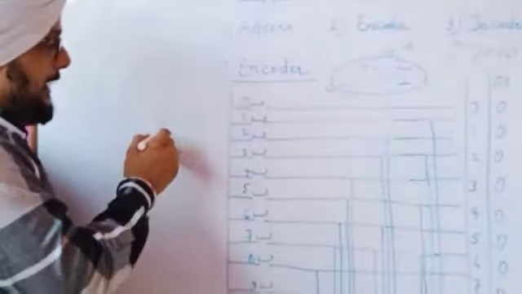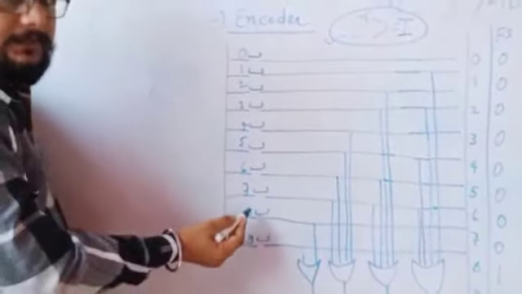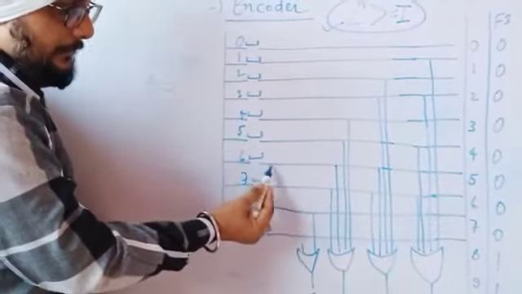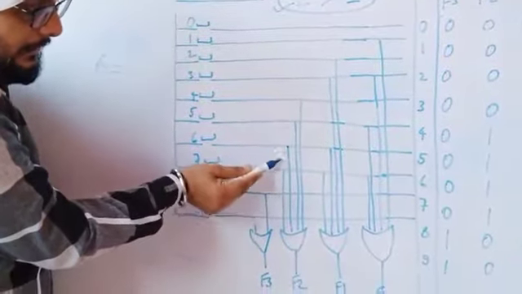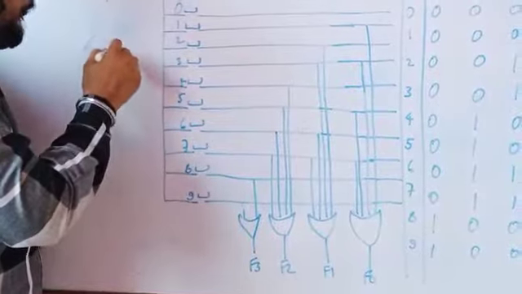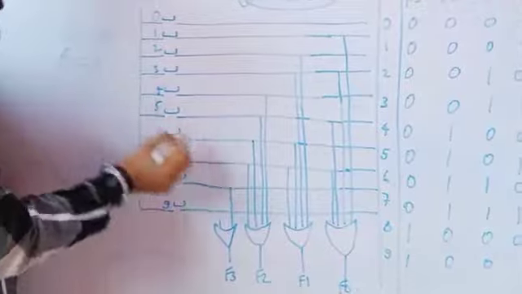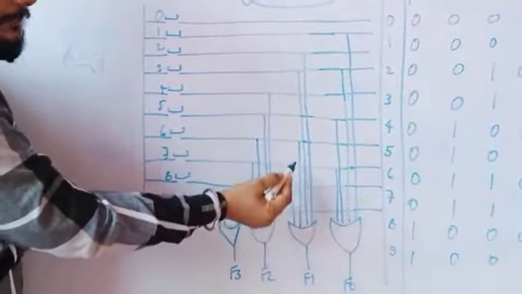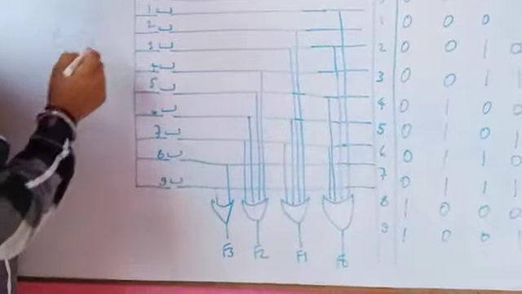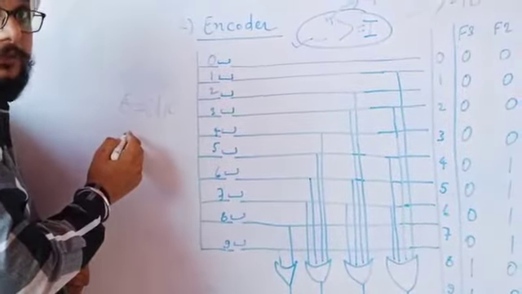So suppose we have to find out the binary of 6. What will be the binary of 6? Using this diagram you can find out. Which outputs are connected from 6? You see, F3 is not connected, so we write here 0. F2 is connected from here, so we write 1. Then F1 is also connected, so we write 1. And F0 is not connected, so we write 0. So this is the binary of 6: 0 1 1 0.